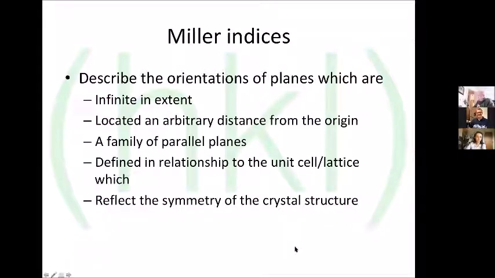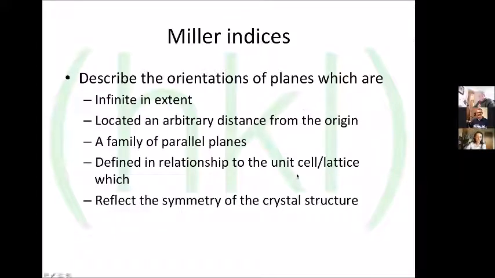Might take a little bit different tack on some of the things that have been said, but I think we can say that Miller indices define the orientations of planes in space relative to some axial system. The planes themselves are theoretically infinite in extent, and they're located some distance from the origin that we use to define them. But because we can remove common multiples, we're really talking in a sense about a family of parallel planes rather than just a single plane.